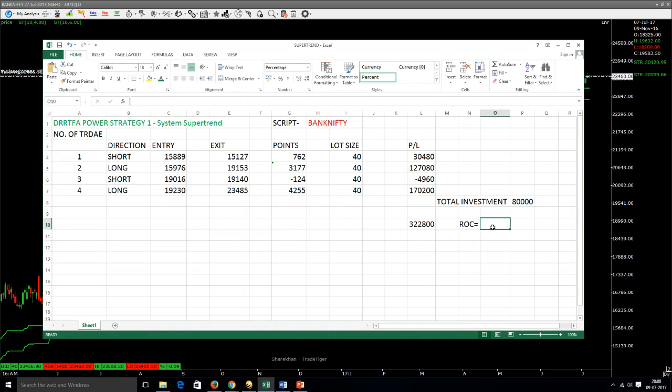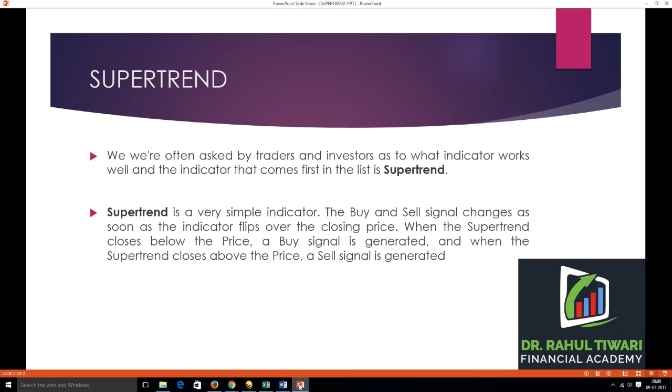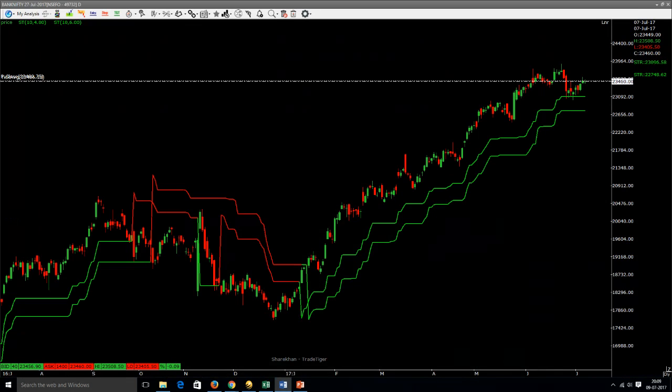So ROC, return on capital, is equal to this divided by your margin blocked. So ROC is 404% in just 2 years with your capital investment of 80,000. So dear friends, this is the power of this simple indicator, which is Supertrend.